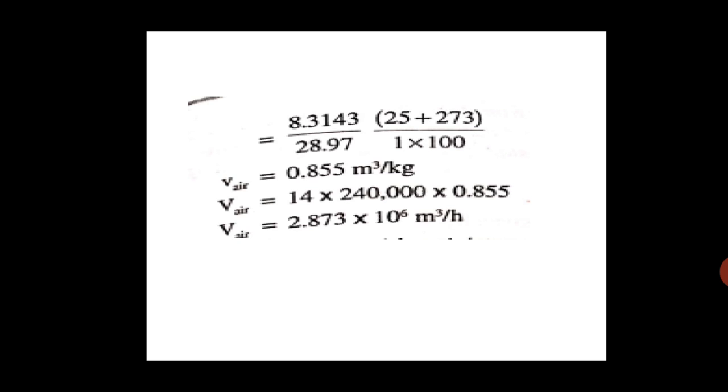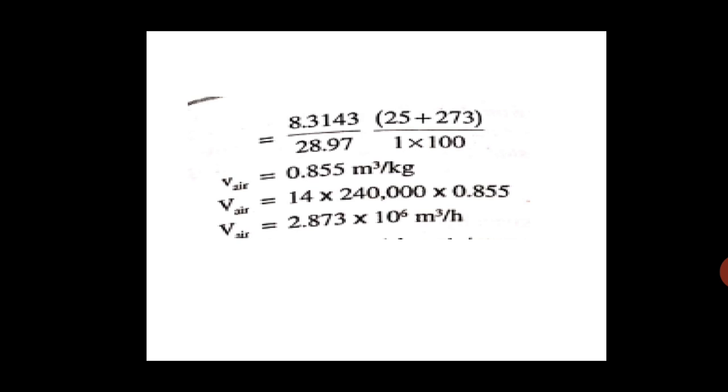Okay. Therefore, the volume of air required is, now it is given, 14 into 2,40,000 kg, that is coal burnt, and per kg you require 14 kg of air, into the specific volume, that is 0.855. So by solving this, you will get the volume of air required as 2.873 into 10 raised to 6 meter cube per hour.